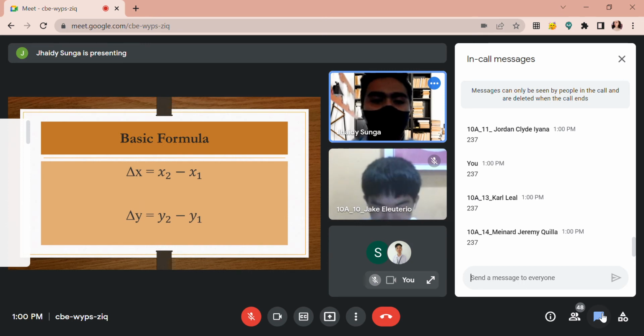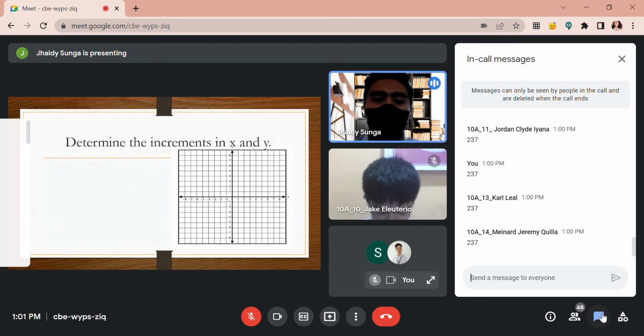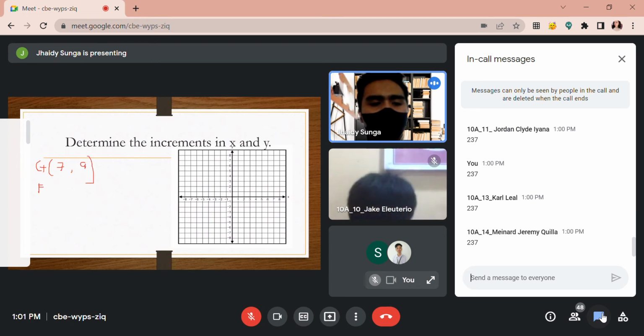So I already gave the basic formula of delta x and delta y, no? So why won't we try to have the delta x and delta y in a Cartesian plane? So let us try to point first the values of point G equal to 7 and 9 and point F.